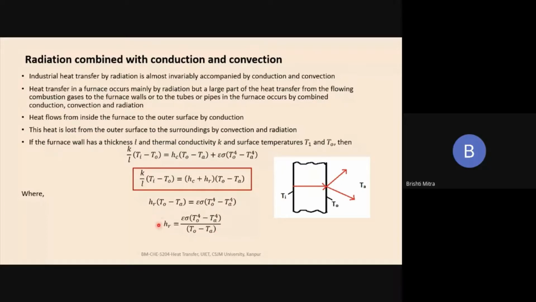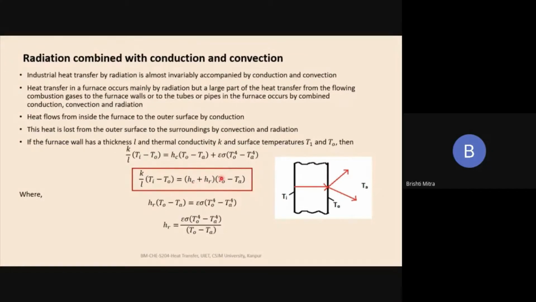So if I find the value of HR, it can be used here, and we can write the right hand side as Hc plus HR. That means the heat transfer coefficient due to convection and the heat transfer coefficient due to radiation, multiplied by the temperature difference between the outer wall and the atmosphere. So if you're ever going to do a furnace design, I do not teach furnace design in this class because it's a little complicated. But if you want to do that, this is the expression we can use for our calculations.